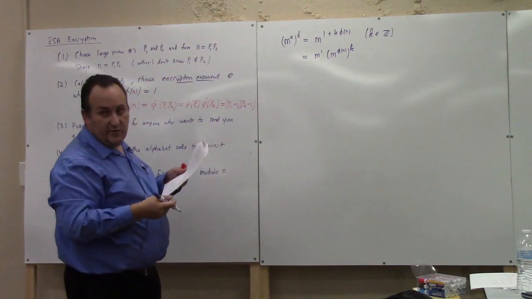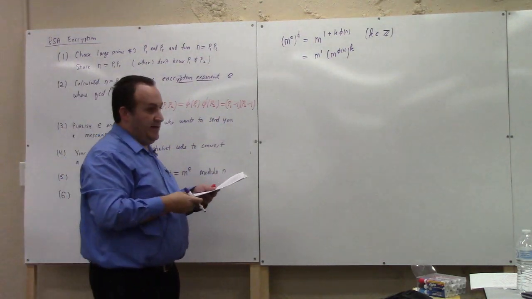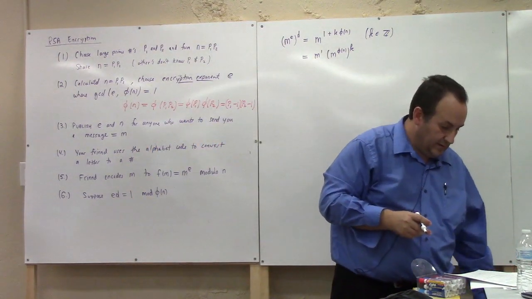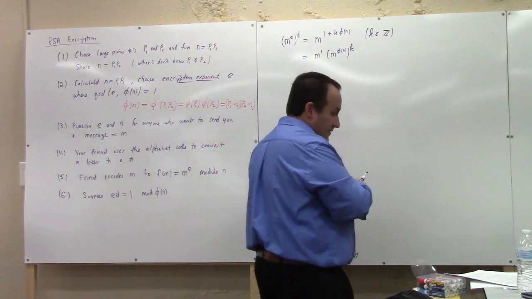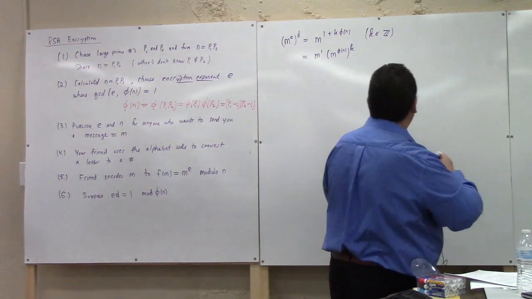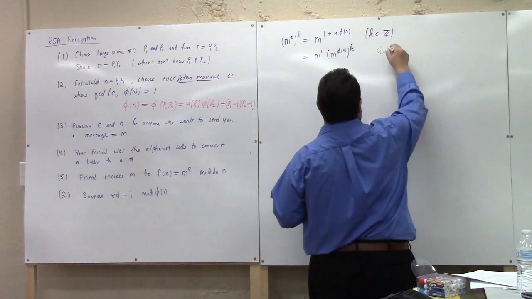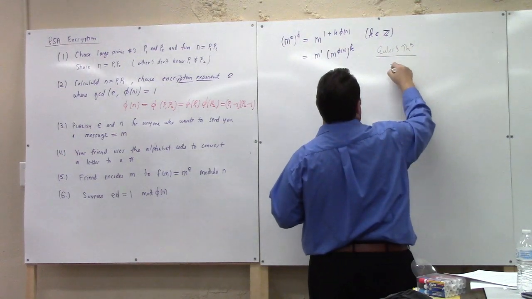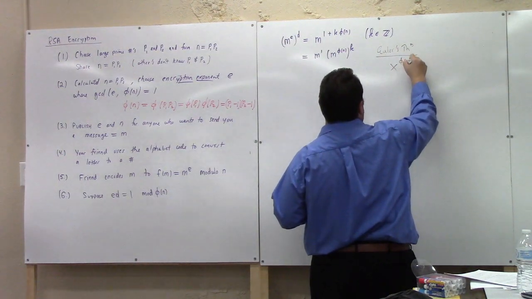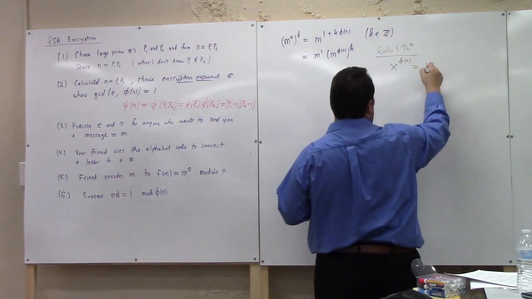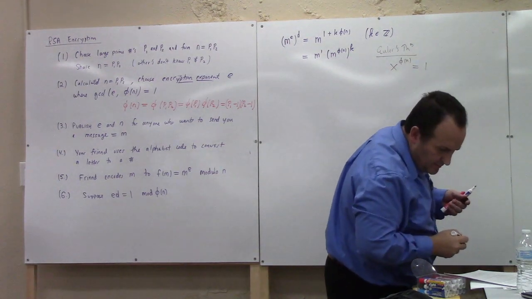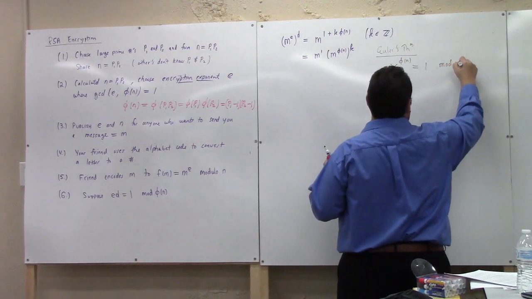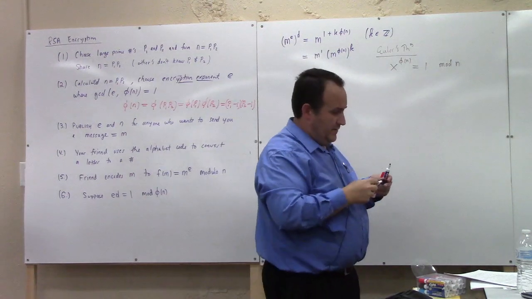But what is Euler's theorem? What does Euler's theorem say about m to the phi of n mod n? Euler's theorem, remember, says that x to the phi of n is equal to 1, if I remember right. It's equal to 1 mod n. Is that right? I believe that was Euler's theorem.